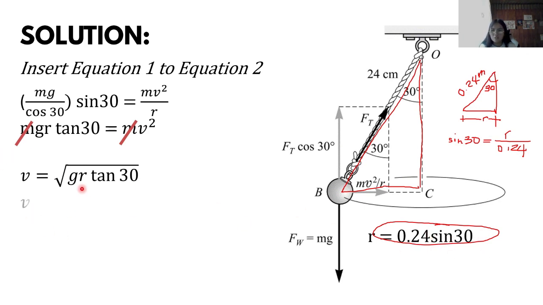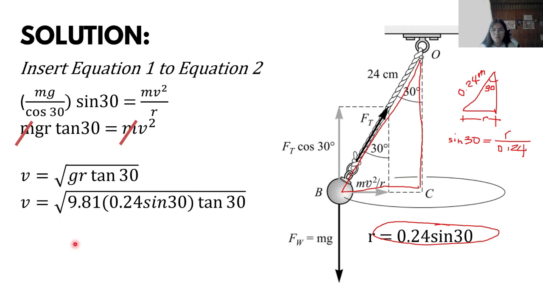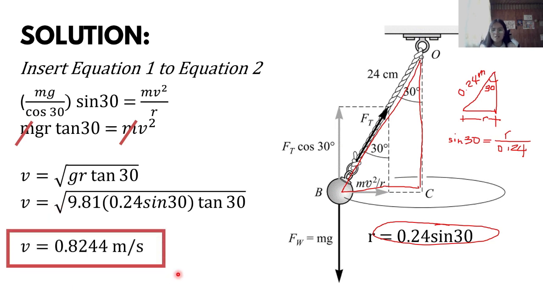So, input na natin yung mga values. Square root of gravity, 9.81 multiplied by r, which is 0.24 sine 30 multiplied by tangent 30. Calculate nyo yan. Lalabas, 0.8244 meter per second. Okay? Again, if may questions, pwede nyo namang i-message through Discord.